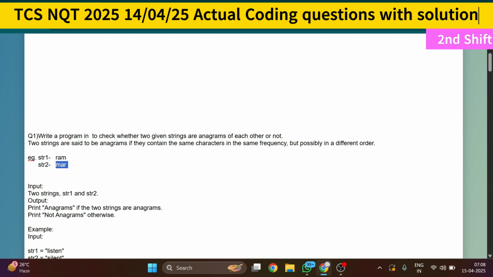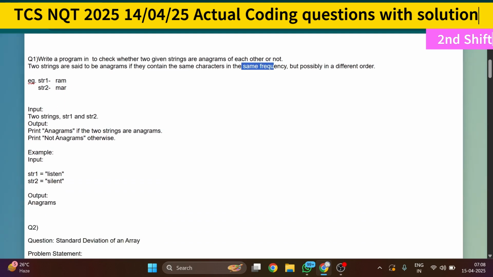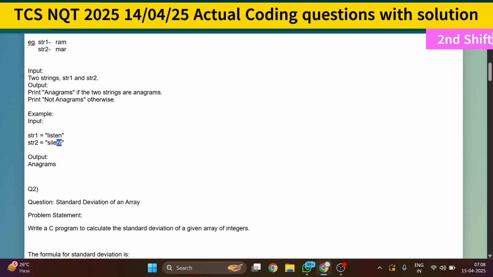If they have the same frequency, and it may be possible that they are in a different order, then order doesn't matter. You just have to count the number of characters present in each string. If the count of each character is the same in both, then you say the strings are anagrams. You have to print whether it is an anagram or not. For example, listen and silent: if you count the characters, you will find that the number of each character is the same in both strings, so this is called an anagram.